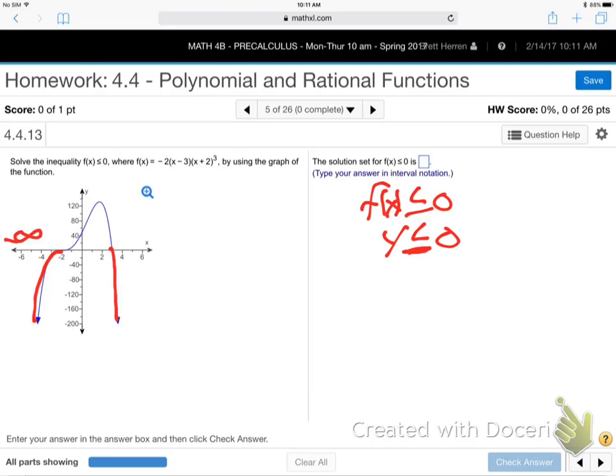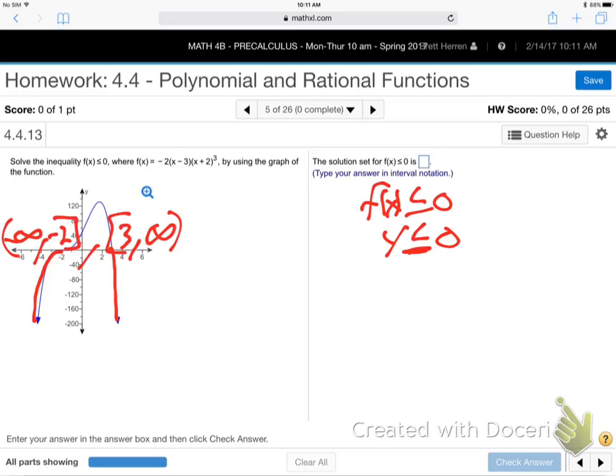From negative infinity up to, what is that, negative 2? So that one, bracket at the negative 2, because that's not a vertical. And from 3 to infinity, bracket on the 3, right? Let's put a comma, there's our answer. Is that good? It's just like the others.